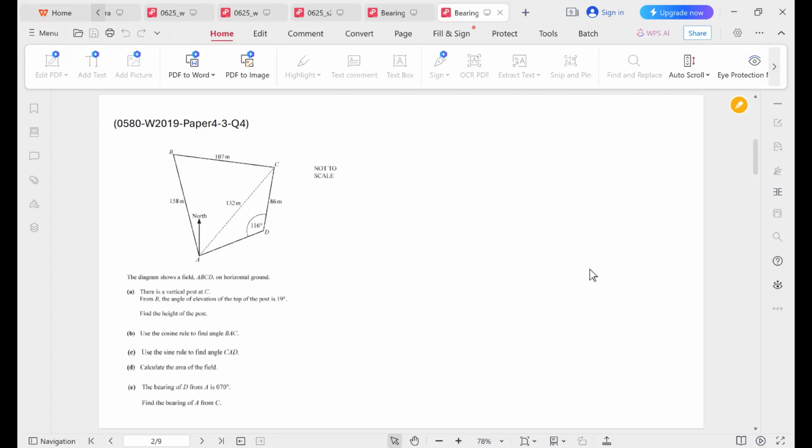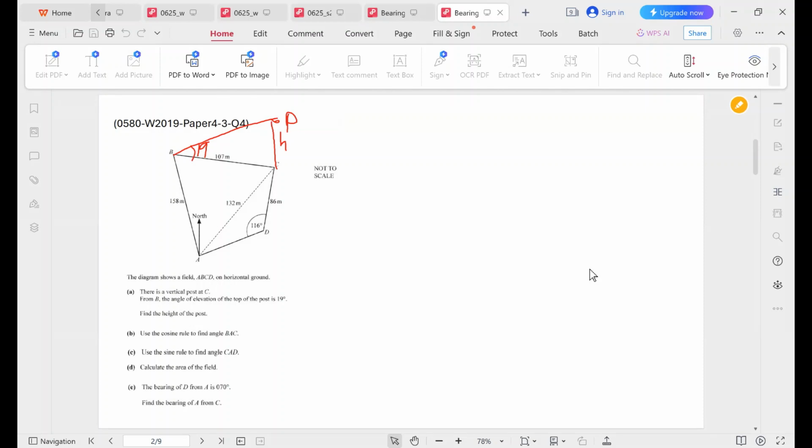So in this problem, we have a field ABCD on horizontal ground. There is a vertical post at C. From B, the angle of elevation of the top of the post is 19. So let's draw a vertical post at C. And then from B to P, the angle of elevation here is 19. We are required to find the height of the post. So we want to find H.